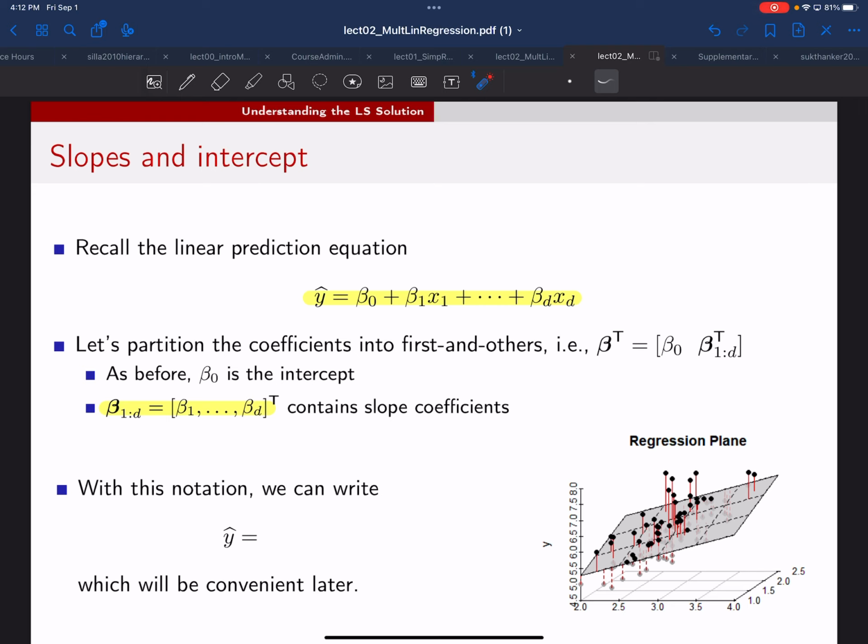And so with this, we can express y hat just as beta 0 plus this beta 1 through D vector transpose times the x vector. Okay, so what's convenient about this is we have the x vector directly represented. We don't have this A matrix with the extra ones column that was sort of making things a bit hard to interpret. Okay, is everybody okay with this notation?